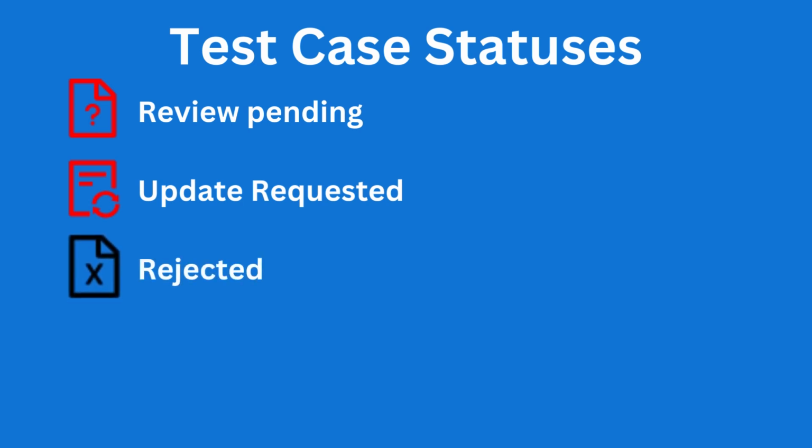Rejected. For a new test case, this status means it will be deleted within a week of rejection. While for an edited test case that was earlier in approved state, rejection means that the rejected changes will be rolled back and the test case will be reverted to its approved revision. Approved. This is the final status of the test case. That means it has completed the review and approval process and can now be added to a test plan.